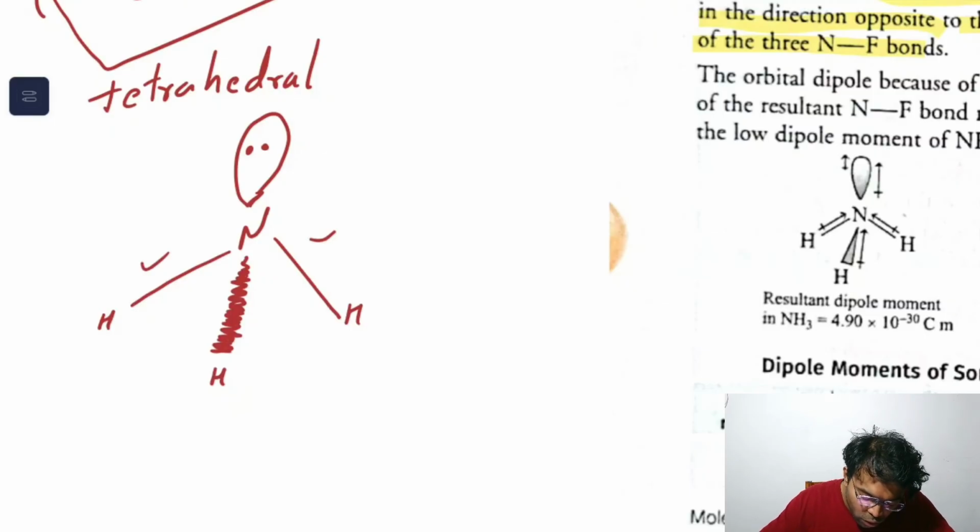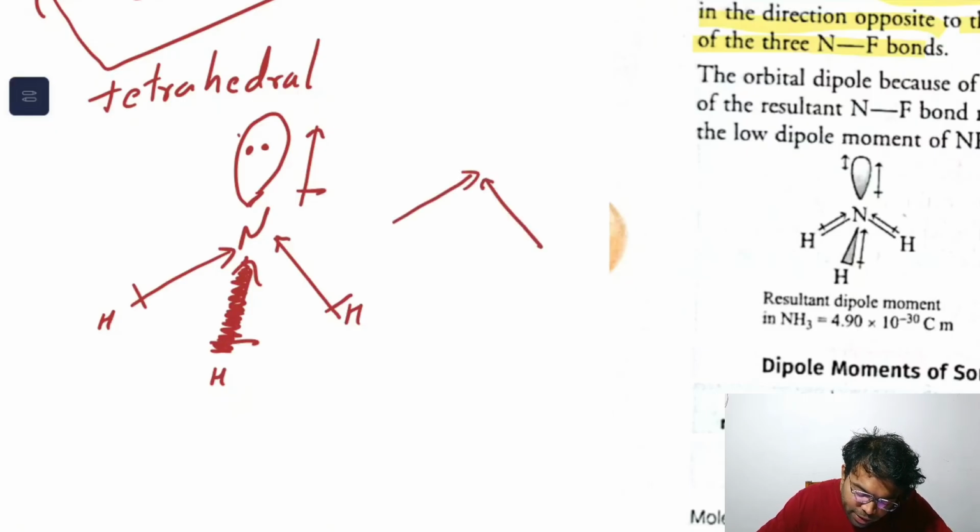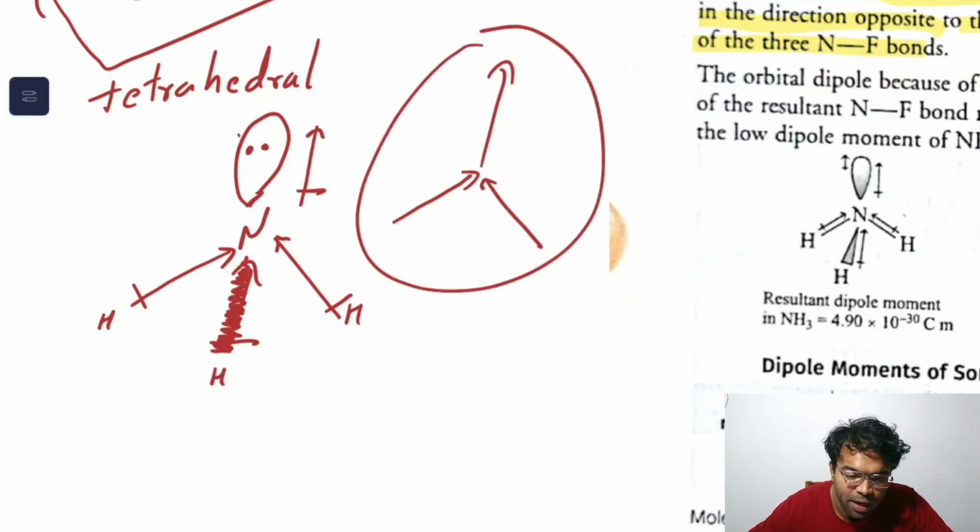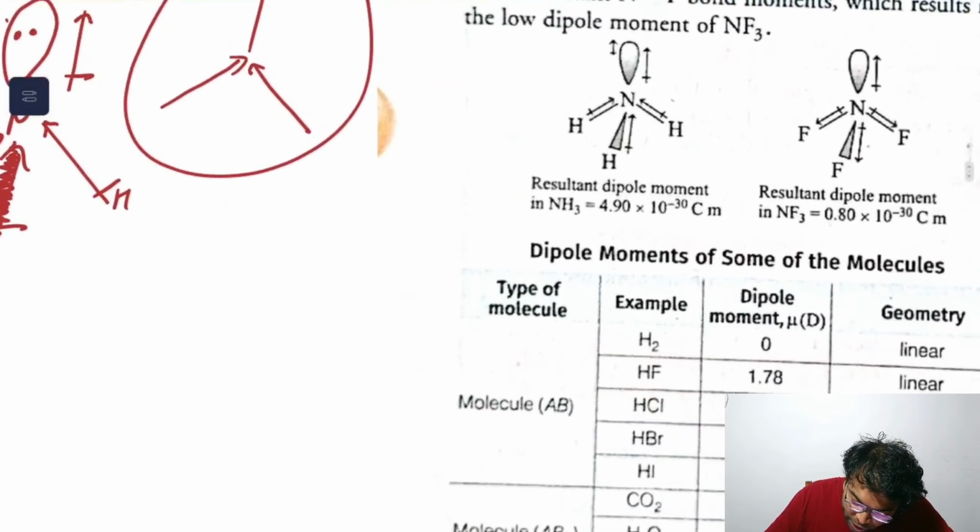So let's look at the dipole arrangement that is happening here. Here it is positive, negative, positive, negative. This is positive and this is negative, and basically this is the lone pair of electrons. The dipole moment will be like this. There is a dipole here, there is a dipole here, and there is a dipole here. So they add up. Therefore NH3 has a larger dipole moment. Look at the dipole moment of NH3, 4.90 into 10 raised to the power minus 30 coulomb meter.